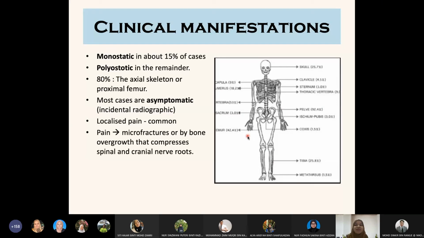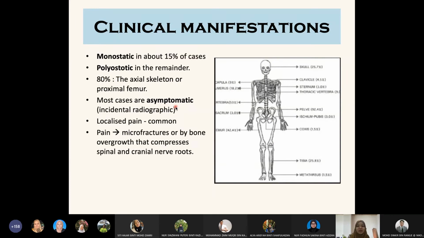Okay, how does it manifest clinically? In Paget, it will be monostotic in about 50% of cases, meaning that it will affect one bone. In a minority of cases, 15%. The majority will be polyostotic. It will affect many bones, okay, and 80% will affect the axial skeleton and proximal femur.